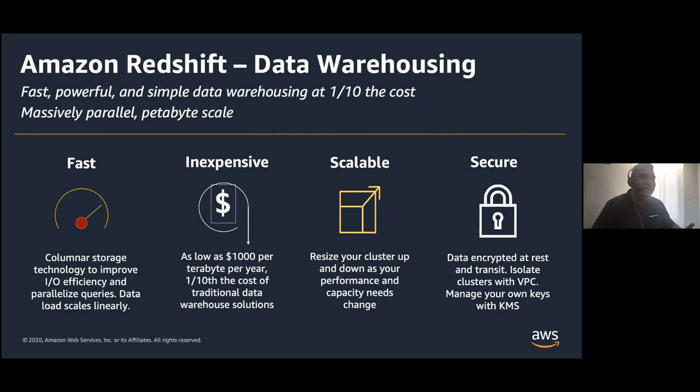So what does Amazon Redshift do? As I said, it's data warehousing. It's fast, it's powerful, and it's simple data warehousing at 1/10 of the cost. It's really fast in terms of columnar storage, IO efficiency, and parallel queries. Because if you think of a data warehouse, you might be doing a lot of queries, and the queries could be coming in from different sources. So it's important that you can accommodate those parallel queries, and that's what Amazon Redshift provides.